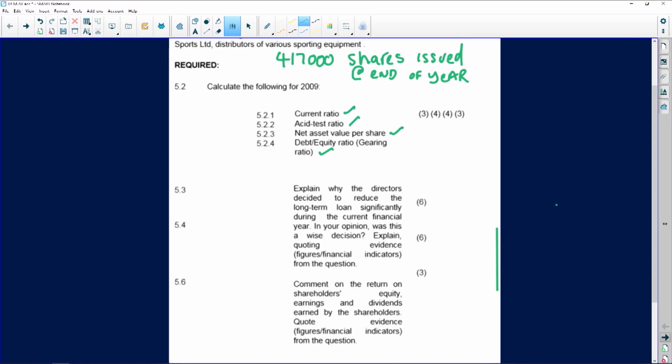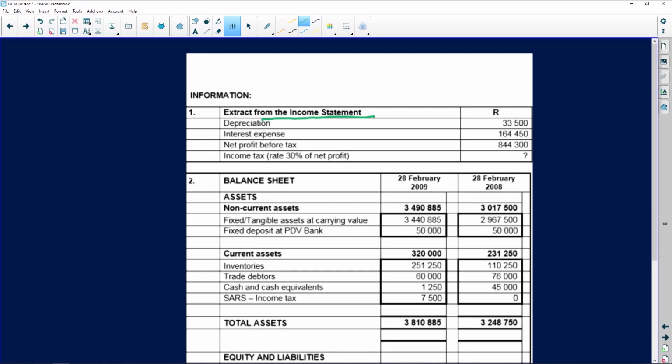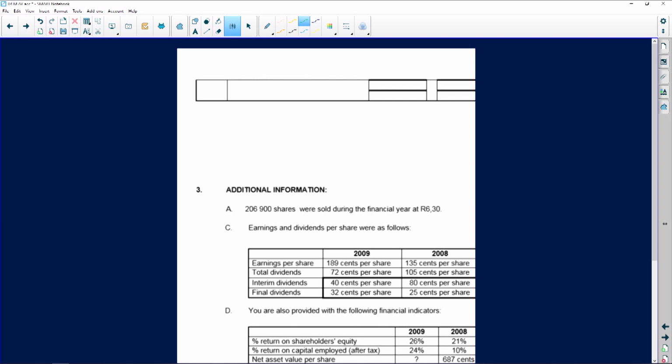Right, so let's start by looking at the information that is given to us. Very, very important. I'm given an extract from the income statement. It's always nice in the beginning to get familiar with your information before you rush through the questions, so that's exactly what I'm doing right now. Then I'm given a balance sheet for 2009, which is my current year, as well as 2008, which is the previous financial year. If I move further down, there's the entire balance sheet, so quite a bit of information there.